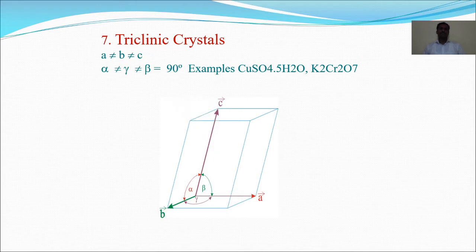Triclinic system. In triclinic system, a is not equal to b is not equal to c. Alpha is not equal to beta is not equal to gamma is not equal to 90 degree. Examples are copper sulfate pentahydrate, potassium dichromate.